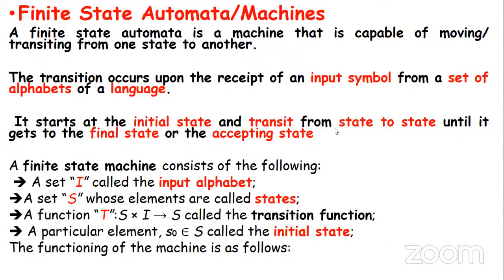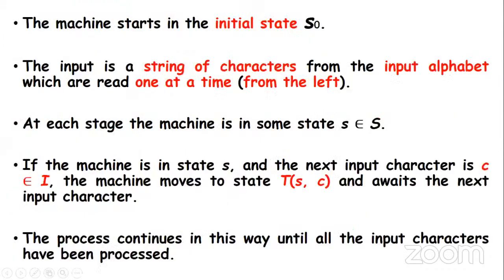Let's look at the functioning of the machine. The machine starts at the initial state. Of course, you know that once you have a state, which is S0, there is an arrow that points at it, telling us that that is the initial state. So this is our S naught. Okay.